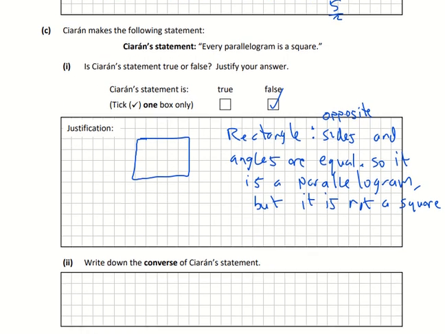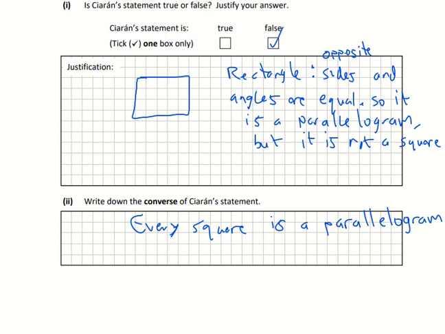Write down the converse of Kieran's statement. Converse just means the reverse, basically. So every square is a parallelogram, so it's the opposite way around: every square is a parallelogram instead of every parallelogram is a square. So that's all then for that question.